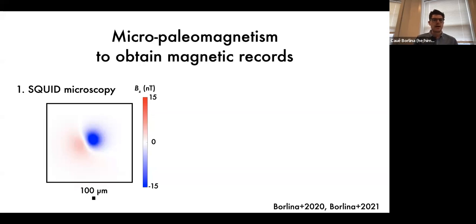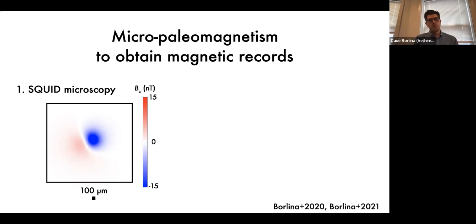First, with the SQUID microscope, what you're seeing here is a standard data set that we obtained with it. Essentially, this is the out-of-the-page component of the magnetic field from a chondrule. If you look at the color bar on the right, Earth's magnetic field, the one that we on average measure at the surface, is about 15 microteslas, and from this particular chondrule we're looking at something like 15 nanoteslas. Those are very weak magnetic fields, and that's why it's important to use micropaleomagnetism, because with traditional paleomagnetic techniques you might not be able to measure them, or you might be very close to the noise limit of the instrumentation.